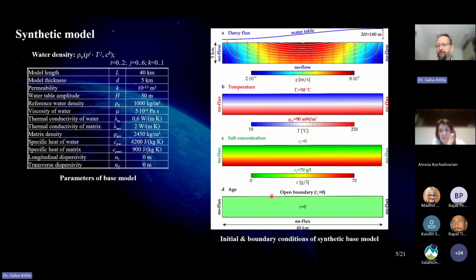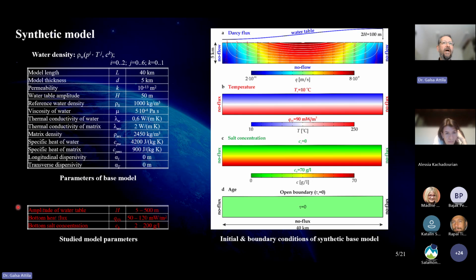So during the parameter study, we will vary three model parameters to investigate the behavior of the topothermohaline system. First, we will vary the amplitude of the water table, influencing directly the Darcy flux in the model domain. Second, the bottom heat flux, which affects the temperature of the model domain. And third, the salt concentration along the bottom of the model domain, which influences the topothermohaline convection through the salt concentration.